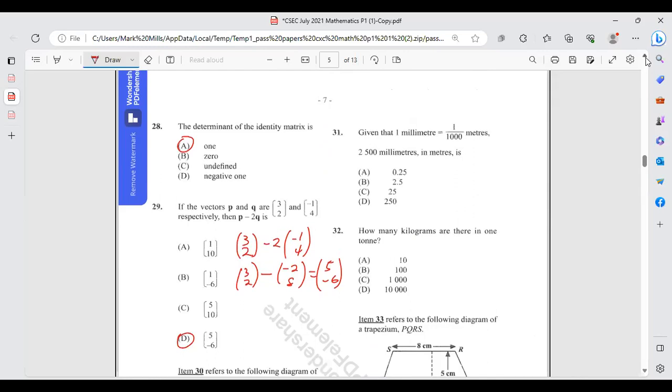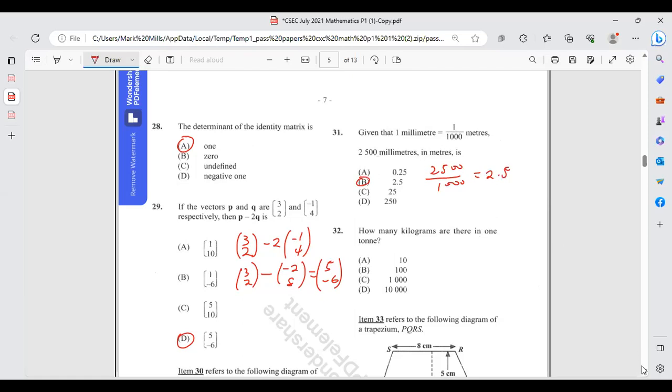All right, 31. How do we work 31? So it had been this divided by 1,000, right? 2,500 divided by 1,000. Which gives me what? 2.5. Excellent.